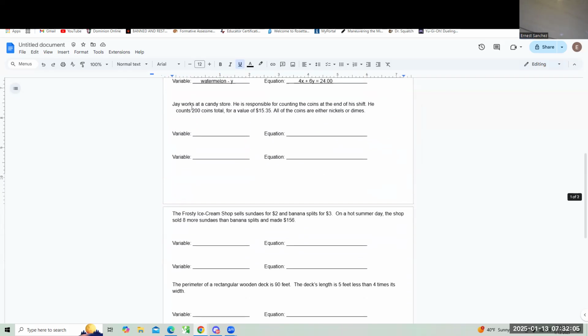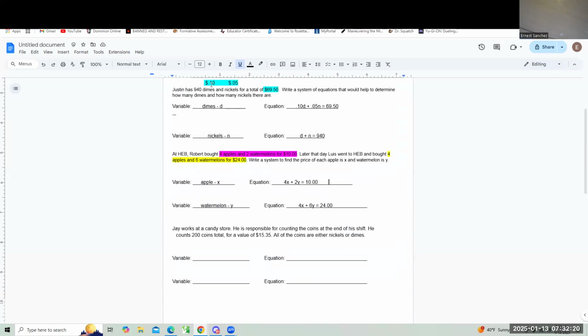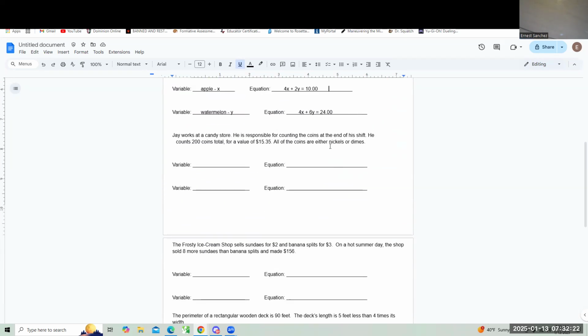All right, let's move on to the next one. Jay works at a candy store. He's responsible for counting the coins at the end of his shift. He counts 200 coins total for a value of $15.35. They can either be nickels or dimes. So this is pretty much the same as what we did earlier.